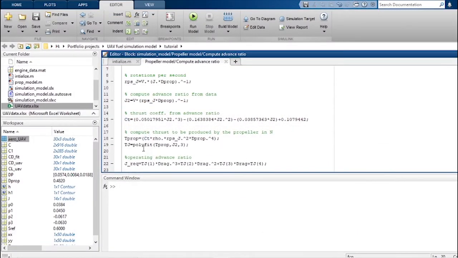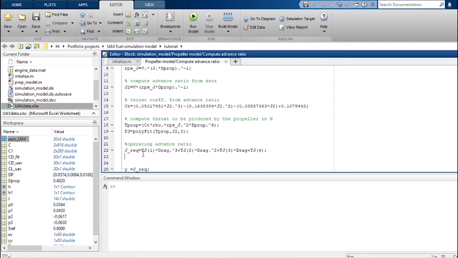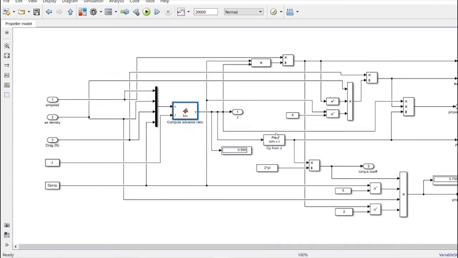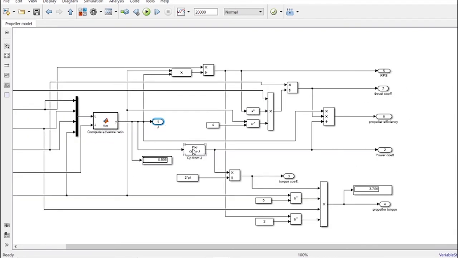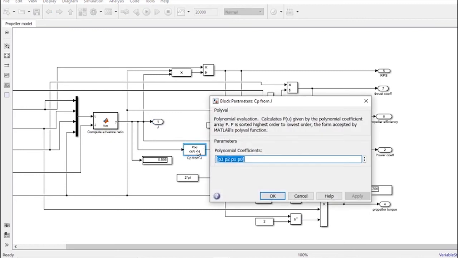Once I have both the advance ratio, that is J2, and the thrust produced, I generate a polynomial function which shows me the relation between these two parameters. This essentially lets me compute the required advance ratio of the propeller to provide the required thrust to overcome the drag of the UAV. Once I have my advance ratio here, I will then compute my power coefficient, which is again defined as polynomial coefficients here.